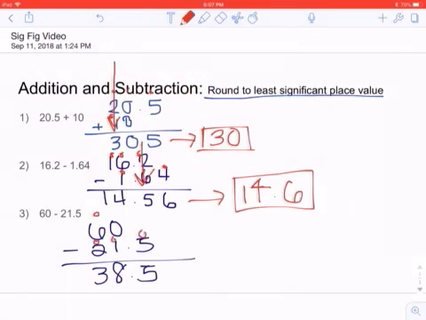So in this case, we can see 60 is my least precise value. It is only precise to the tens place. So I'm going to round my final answer to the nearest tens. So my final answer will be 40. So that's how you do addition and subtraction.